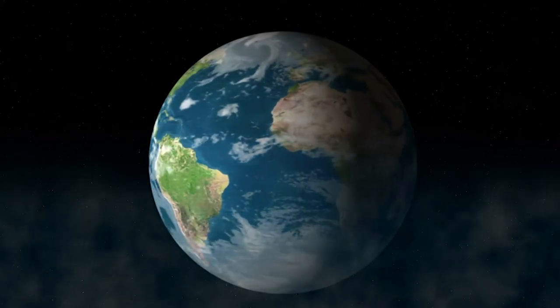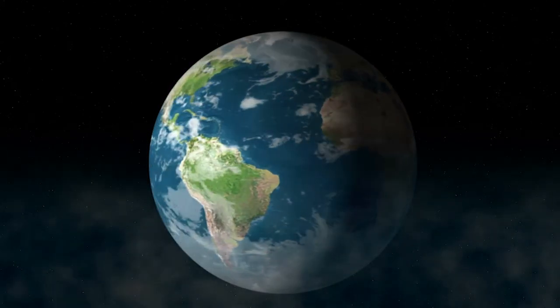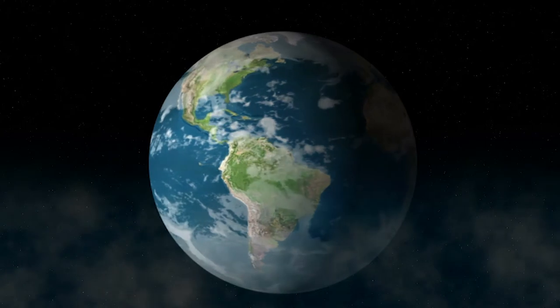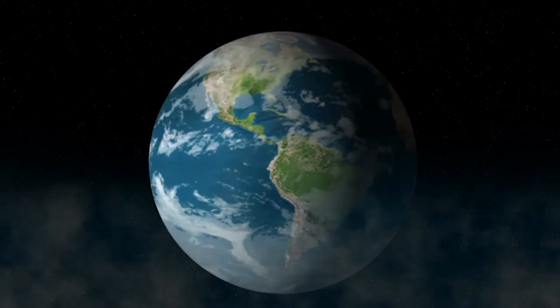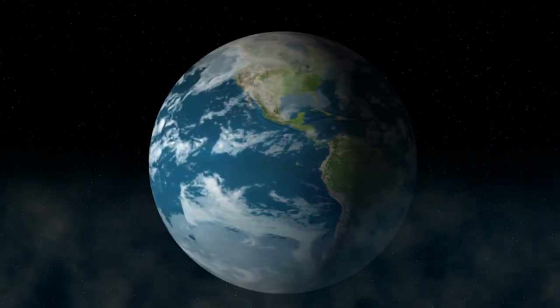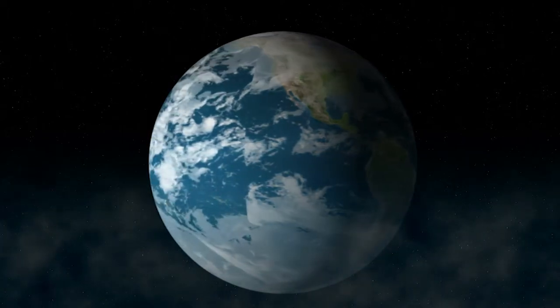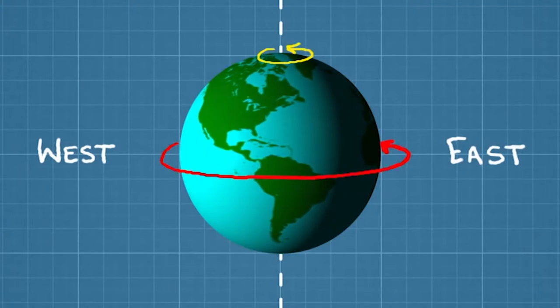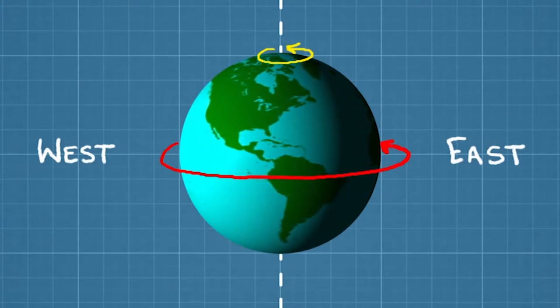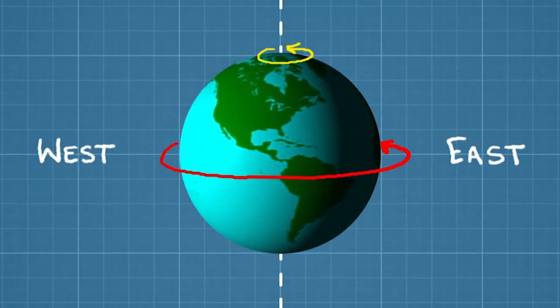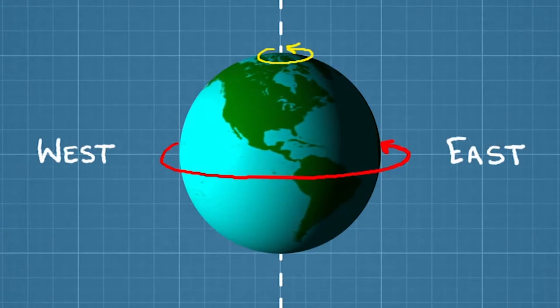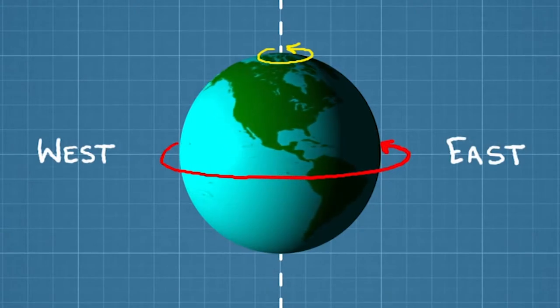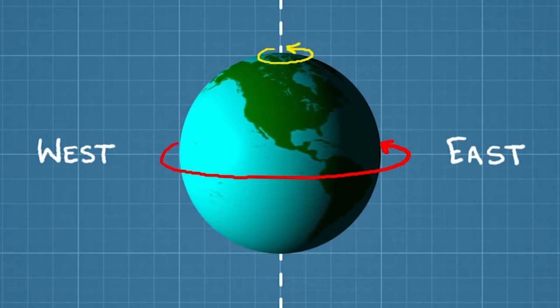Think about this. It takes the Earth 24 hours to rotate one time. If you stand a foot to the right of the North or South Pole, that means it would take 24 hours to move in a circle that is about 6 feet in circumference. That's about 0.0005 miles per hour.